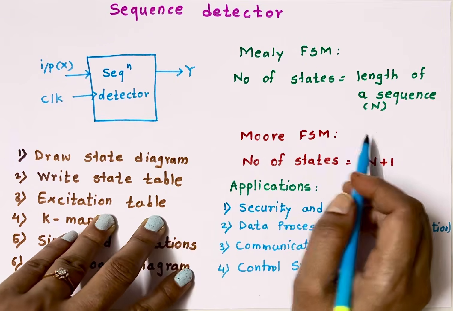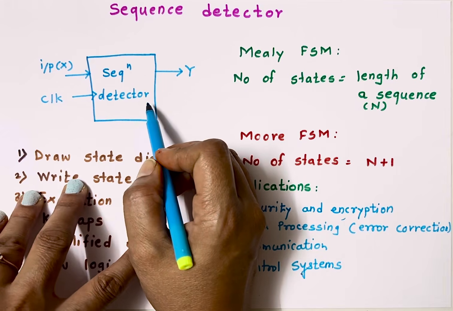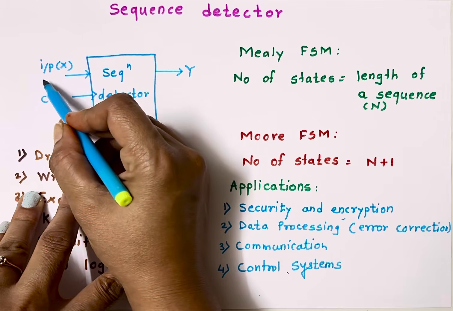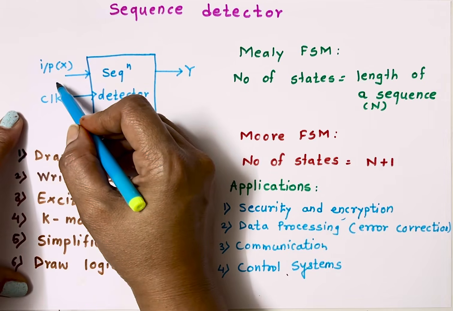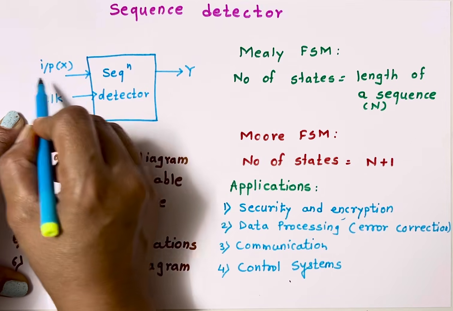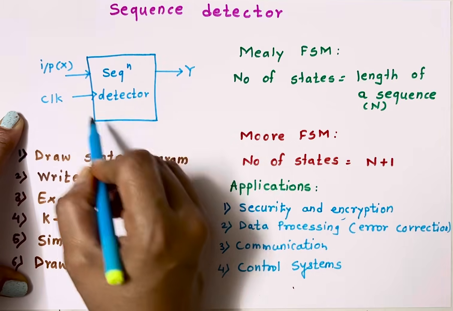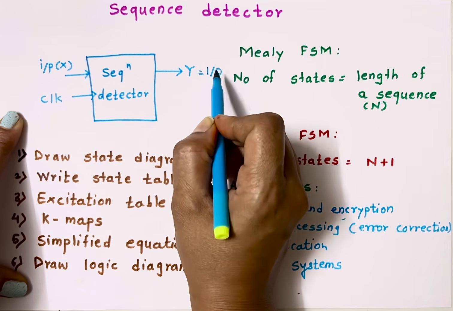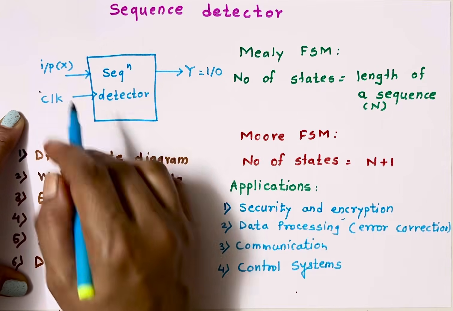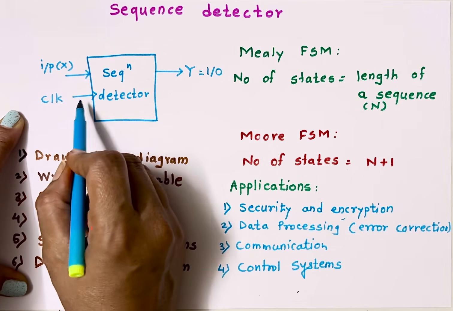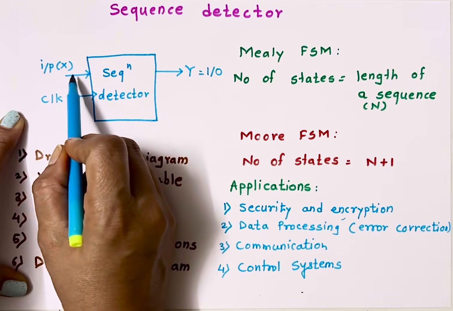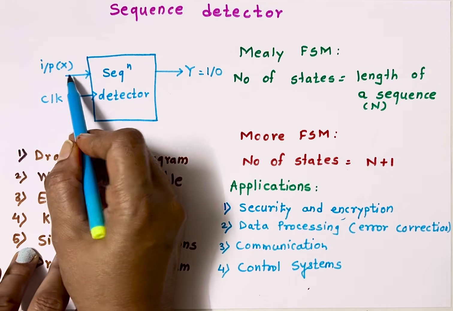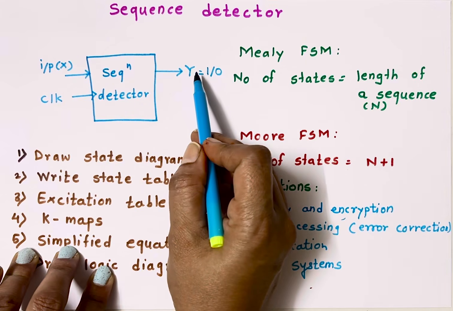In this video, I'll tell you how to design a sequence detector using Mealy FSM as well as Moore FSM. A sequence detector is a circuit which detects an input sequence, and if the desired sequence comes and gets detected, then the output of this sequence detector will become 1, otherwise the output will remain 0. As this is a sequential circuit, there is one input clock, another input is the desired sequence, and it has one output.